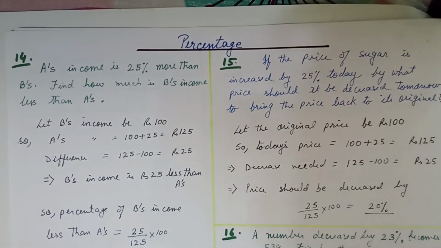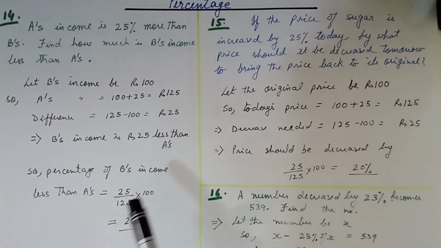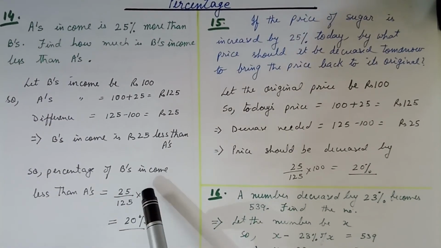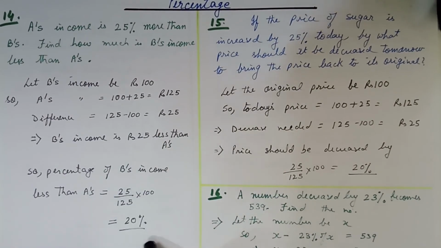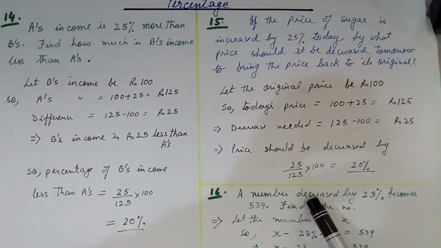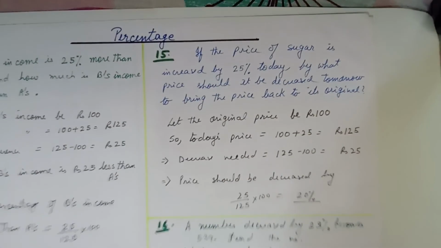So definitely when you are calculating the percentage, B's income is less by 25, divided by A's, into 100. 25 by A's value into 100 is 20%. This type of sum we have done also, but then again we have repeated.